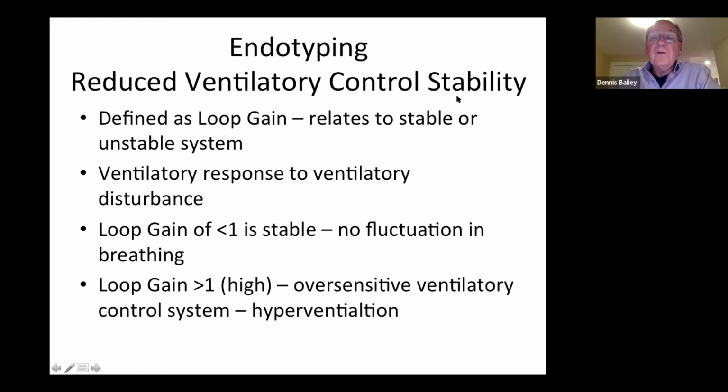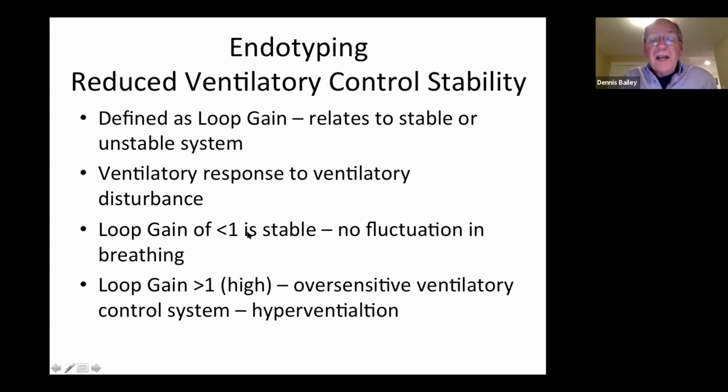Endotyping, reduced ventilatory control stability, is defined as loop gain, and it relates to a stable or unstable system. So it's how we respond to a ventilatory disturbance, meaning an apnea or hypopnea. What happens? Do we become aroused? So there's increased arousals. So the arousal threshold begins to lessen, meaning that we're more easily aroused. So do we respond to that in such a way that it creates the ability to breathe more? In other words, there's more ventilation to allow us to open up that airway. Well, if we don't, then we have a problem with loop gain.